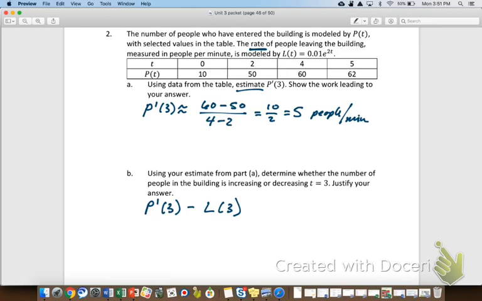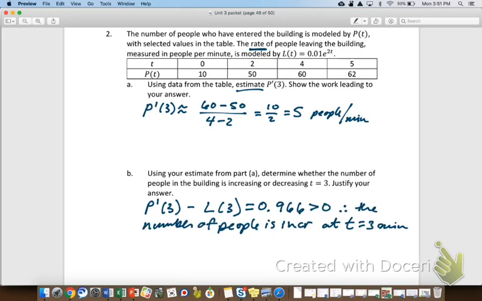So I would use the calculator to evaluate this expression. And when I do that, I'm coming up with 0.96. I'm not sure where my recording just cut off there, so I hope this makes sense. I found out that my net rate was positive. And so since the net rate is positive, the number of people is increasing at t equals 3 minutes.